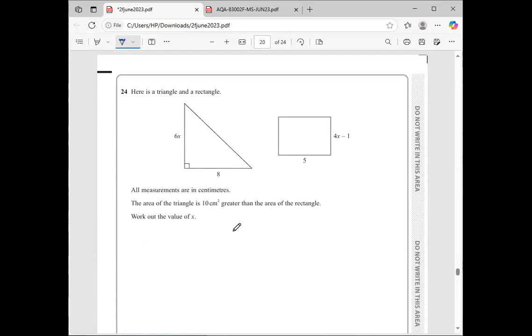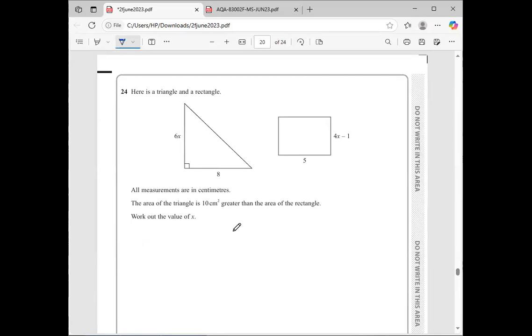All right. So it says here is a triangle and a rectangle. And the triangle is a right angle triangle. And the rectangle is just a rectangle as it is. It says all measurements are in centimeters. Now it says that the area of the triangle is 10 centimeters squared greater than the area of the rectangle. Work out the value of x.